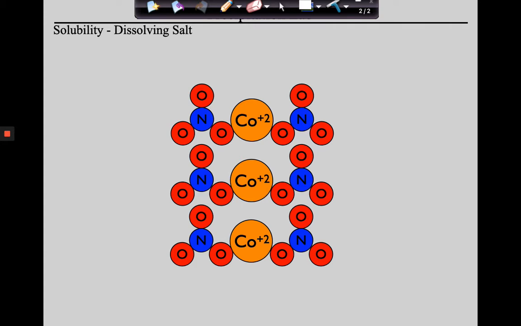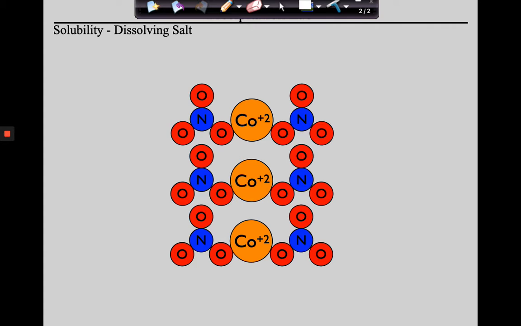Here's the question, guys. What does cobalt-2 nitrate do when it dissolves in water? Where does this break apart when the water attacks it? What are the ions that are floating around in this bottle of cobalt-2 nitrate? So guys, what is the positive ion in cobalt-2 nitrate? What's the positive stuff? Cobalt. What's the negative stuff? Nitrate.